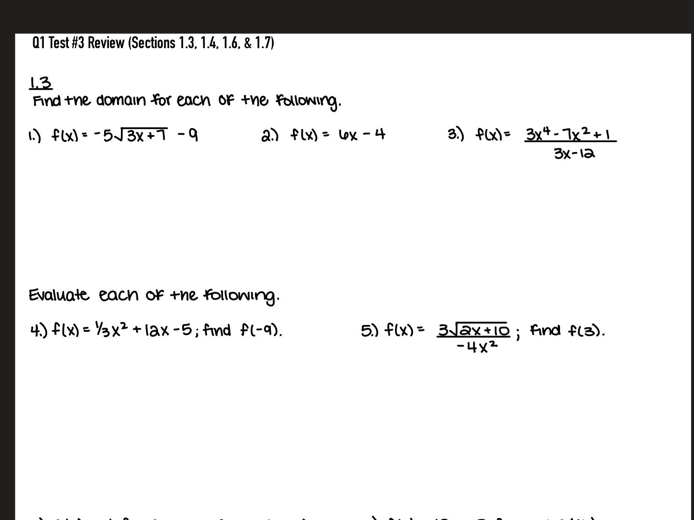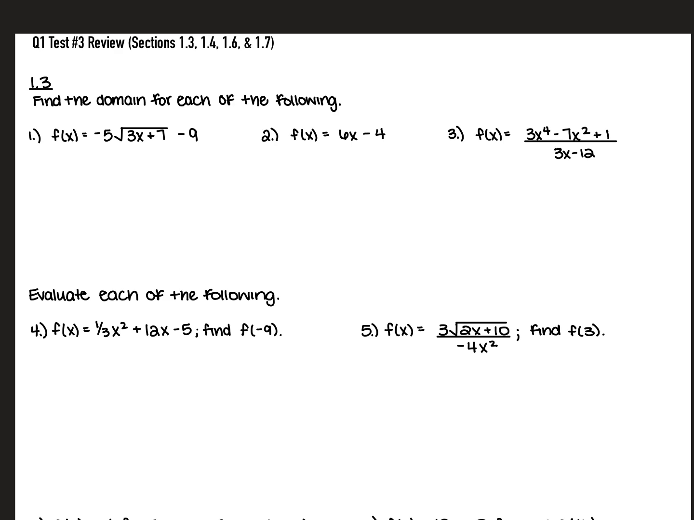Just a reminder with these, if your x is in the denominator, you're going to take the expression in the denominator, set it not equal to 0. If x is underneath the square root, you're going to take the expression that's underneath the square root, set it greater than or equal to 0, and solve. And then if x is neither in the denominator nor underneath a radical like the square root, it's just going to be all real numbers.